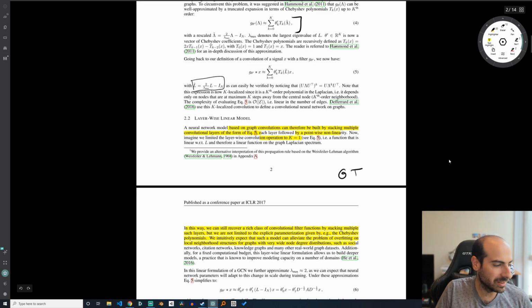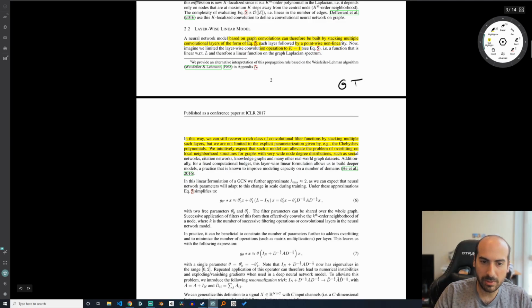I feel like I'm missing some background here because they seem to really be blasting through this without explaining it. I think it's going to be the Hammond paper. This is really important. I have to read this paper. I think here. Okay, so let's keep going.